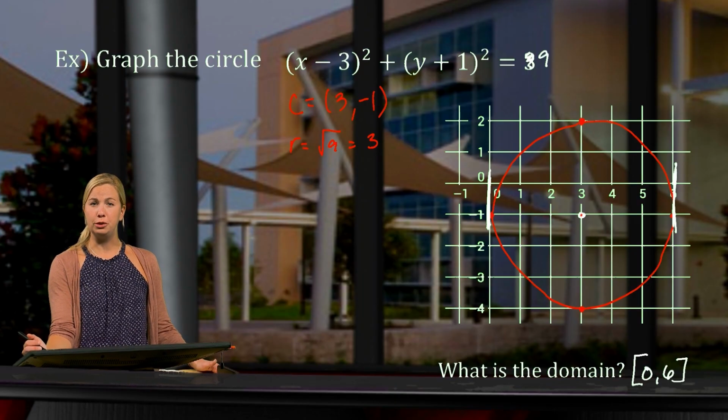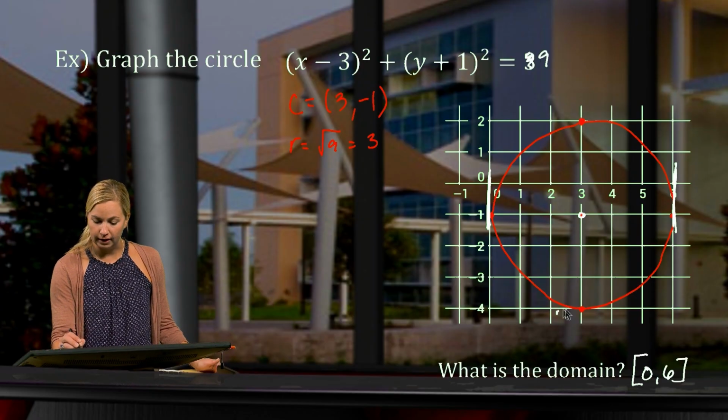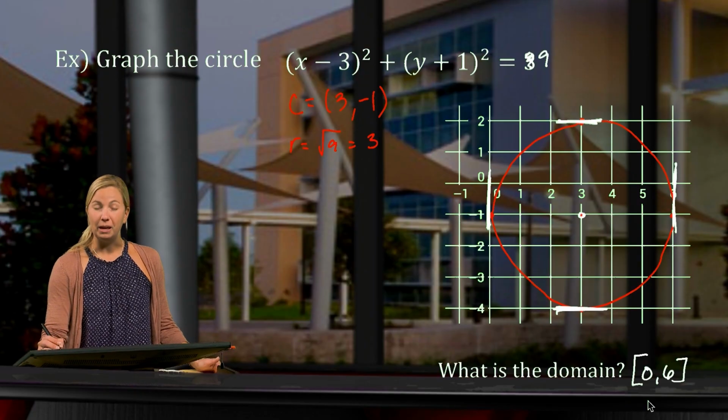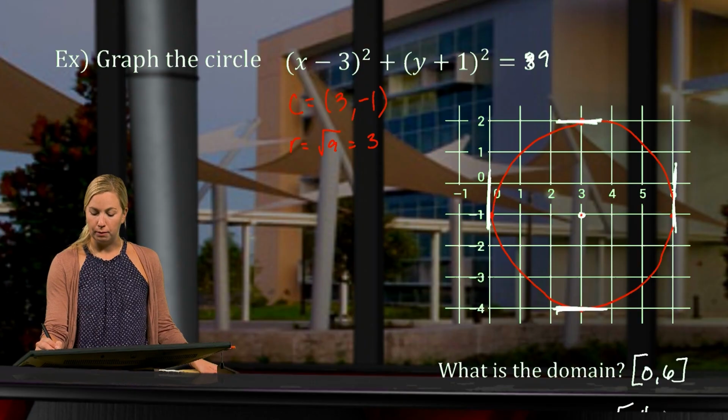Now the range we're going to do the exact same way, but now we're bounding it from the top and the bottom. So if I look at this, I can bound this down here at -4 all the way up to +2. Be very careful when we're writing intervals. It's important to remember that we always start with the smaller value and go to the larger value. So the range is from -4 to +2.